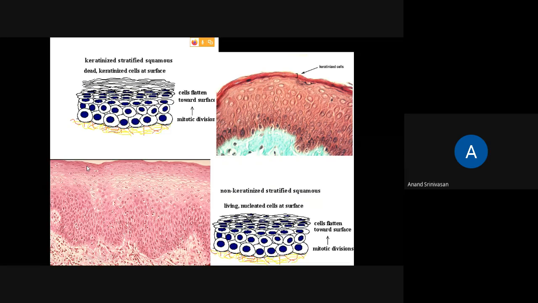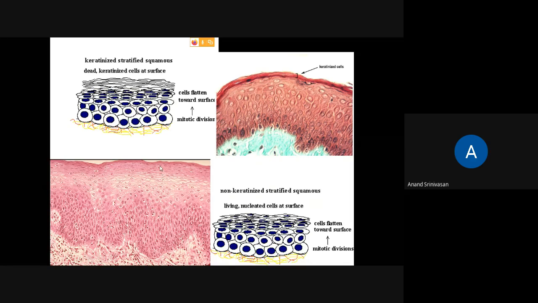Now, how will I say this is keratinized or non-keratinized? See here, the outermost layer, there is only one pink layer. There is no nucleus. You know, the cell has got a nucleus, right? So, in the outermost layer, there is just a pink one. Okay, so this is the keratin. This outermost pink layer is called keratin. So this is stratified squamous keratinized epithelium.